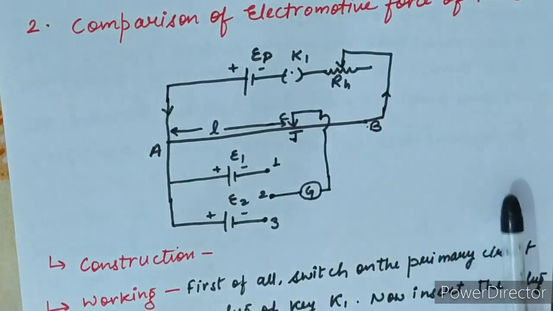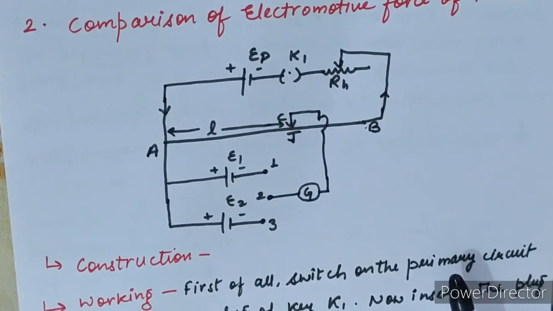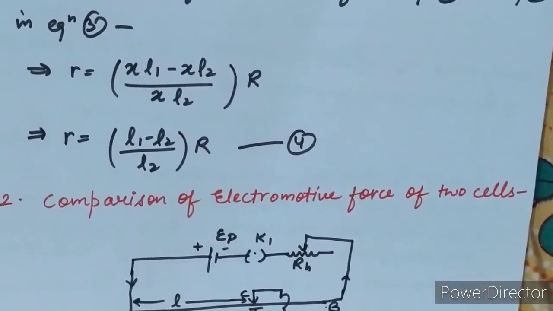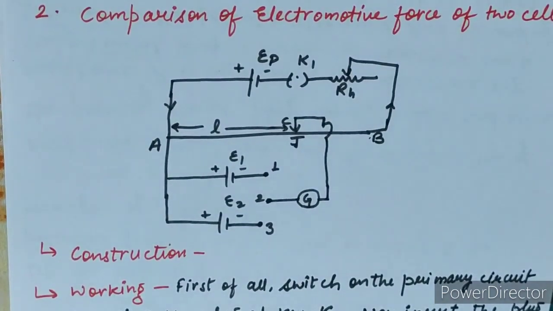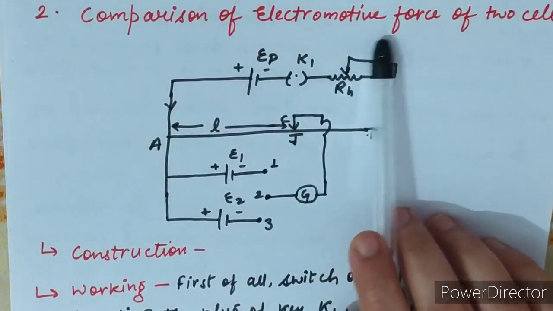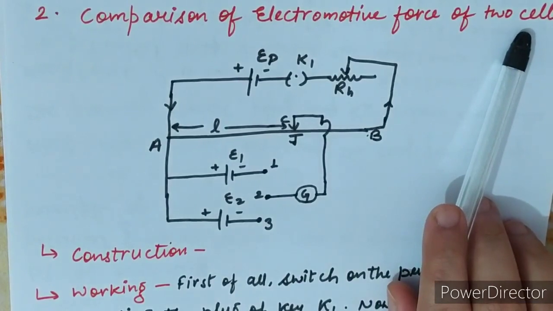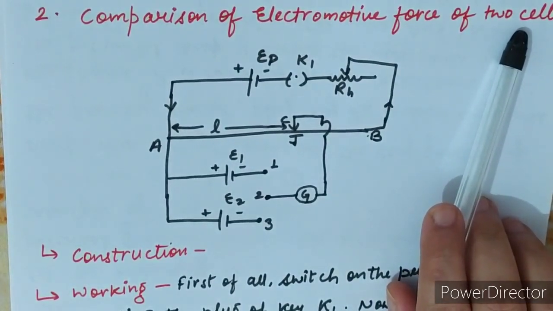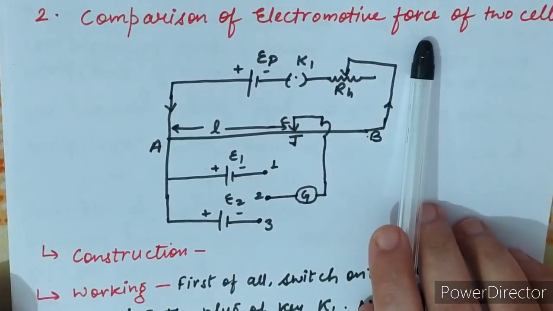Now, moving forward, the second use of the potentiometer is comparison of the electromotive force of two cells. Here we have connected two cells of different values, and we have to compare the value of the EMF of these cells. Clear?